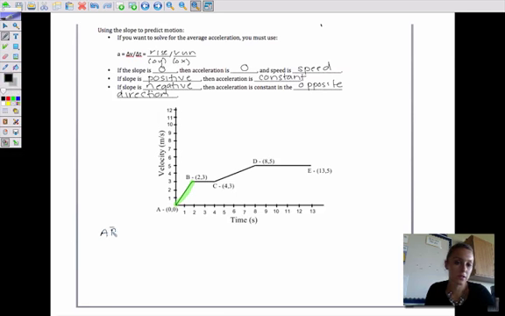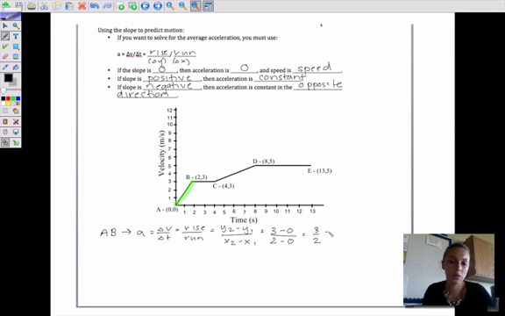write this down here, we know that a, which is acceleration, is equal to the change in velocity over the change in time, which is our rise over run. So remember, that's y2 minus y1 over x2 minus x1. Our y2 coordinate is 3. Our y1 coordinate is 0. Our x2 coordinate is 2. And our x1 coordinate is 0. So it's 3 over 2. It's a really easy fraction to simplify, so it's 1.5.